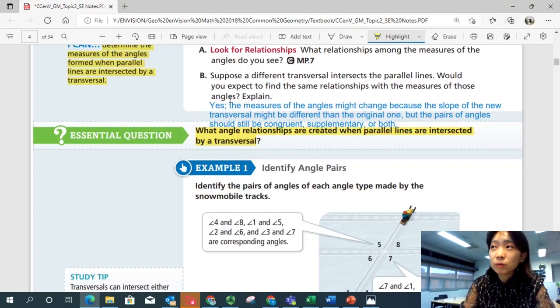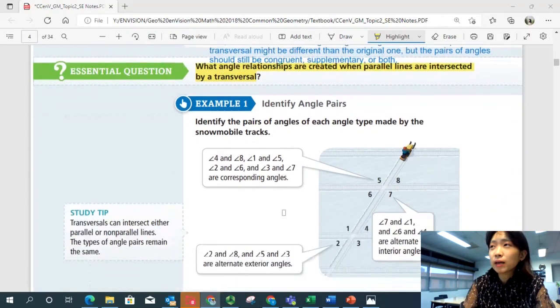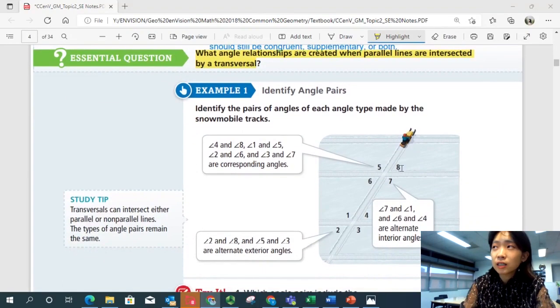Let's look at example 1. Identify angle pairs. Identify the pairs of angles of each angle type made by the snowmobile tracks. This is a snowmobile. It's a type of car that goes on the snow. So you see these angles that are formed. Snowmobiles go in a straight line, so you can see the angles formed by these parallel lines and the transversal here.